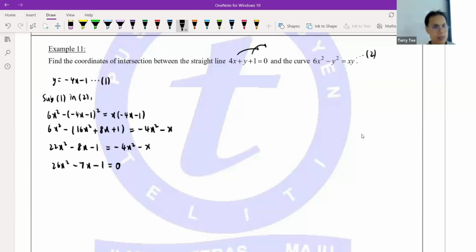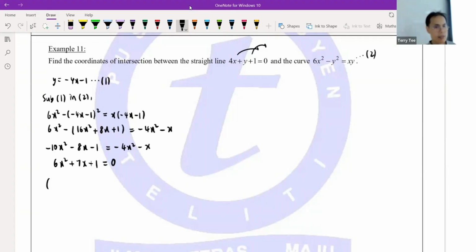Okay, is there a mistake? Okay, sorry. Is there a mistake here? So this is 6 minus 16. Sorry, I go and treat it as a plus. So it's negative 10. So maybe I bring to the right hand side instead. So that will be 10 minus 4, which is 6. This is 7. And minus 1 equals 0 becomes plus 1. I bring everything to the right hand side.